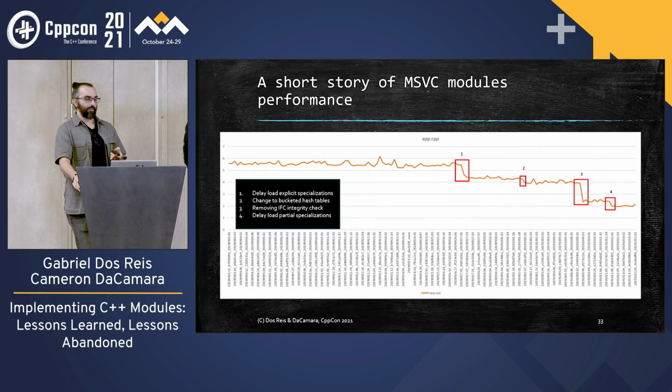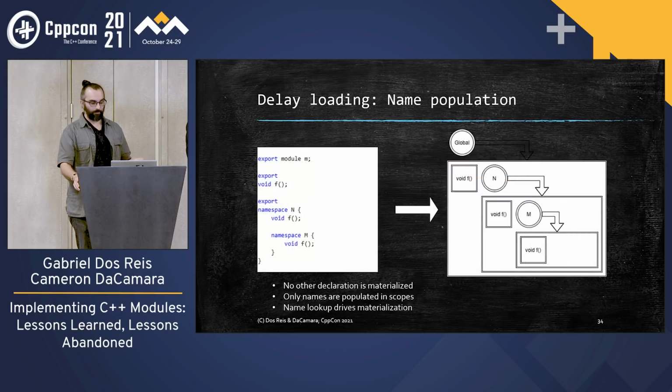And this is kind of the graph we ended up with for performance. So the scale on the left-hand side here is in seconds, and the X axis is the commits that went into MSVC. So lower is better in this case. And I implemented four optimizations, which took us from about 6 seconds of import time to about 1.8. And the first one of those things is delay loading. So delay loading, it's a pretty simple concept.